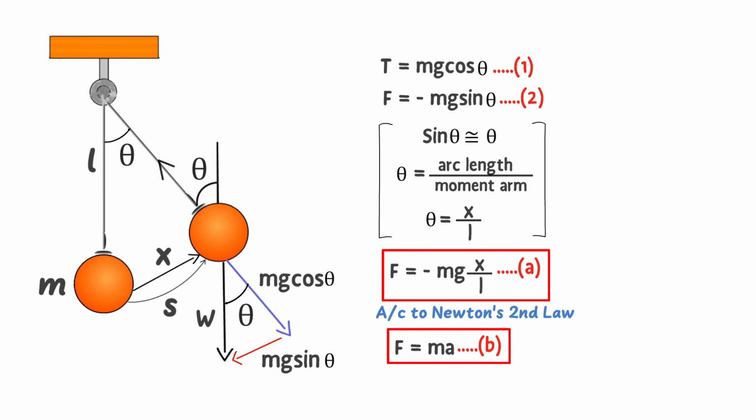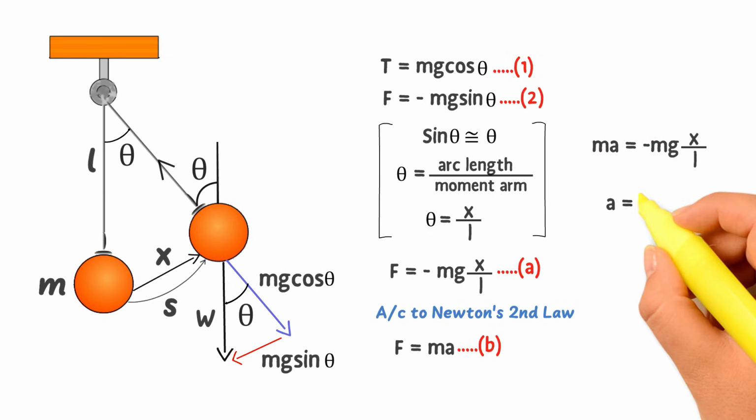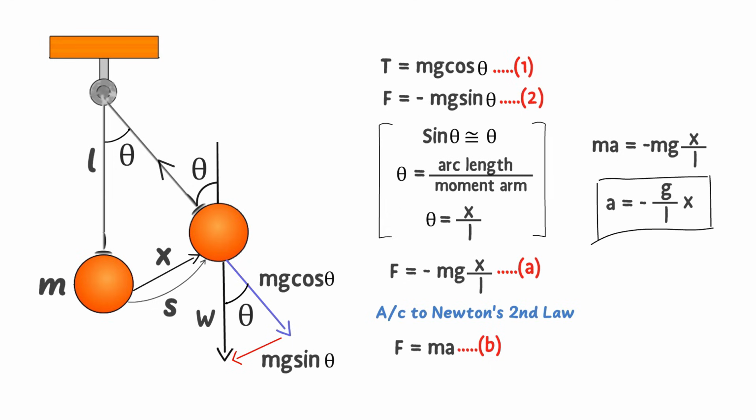Now comparing equation A and equation B, we get ma is equal to negative mg x upon L. m is cancelled out on both sides, and we get a is equal to negative g upon L into x. We know that g is the gravitational acceleration and L is the length of the string. These both quantities are constant. Therefore, a is directly proportional to negative displacement.